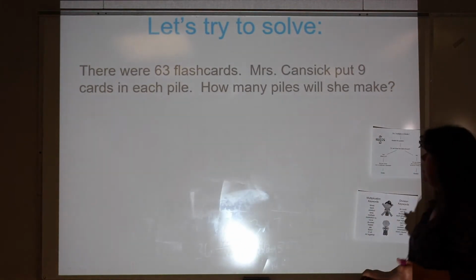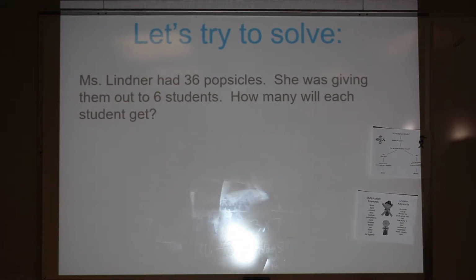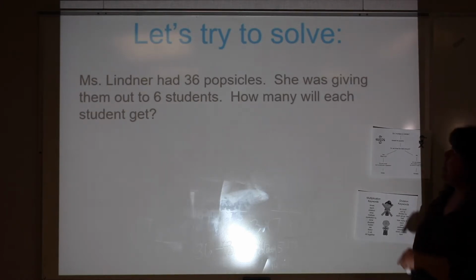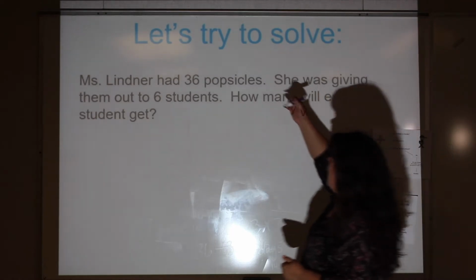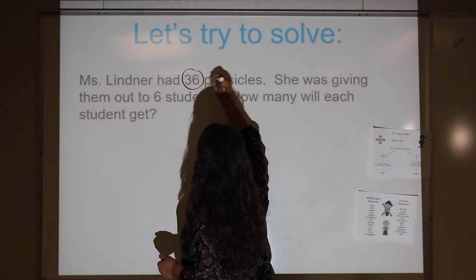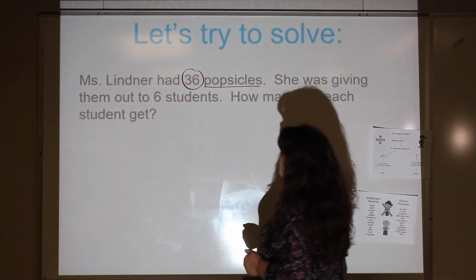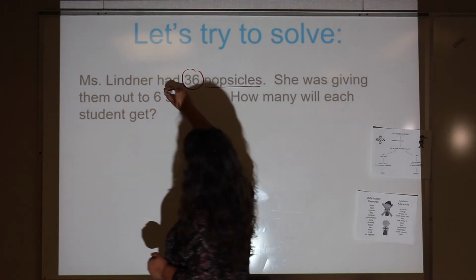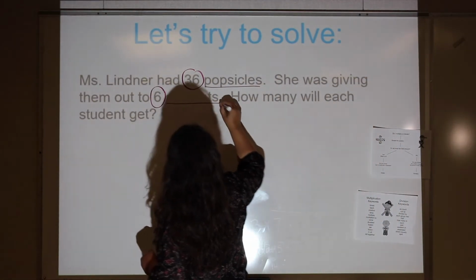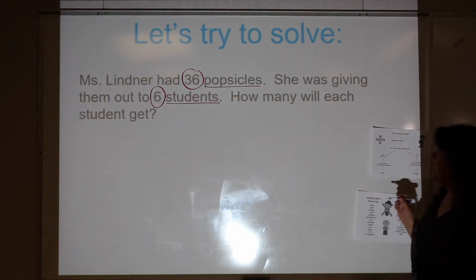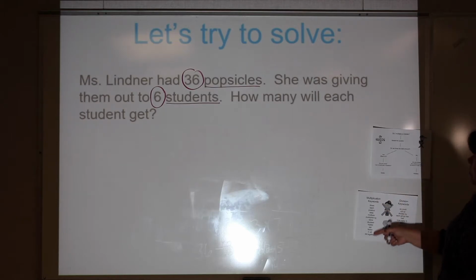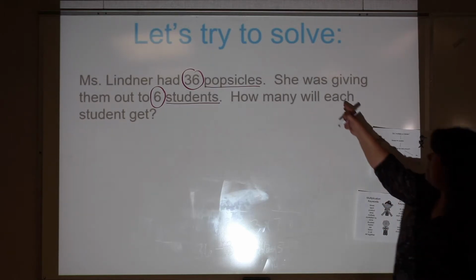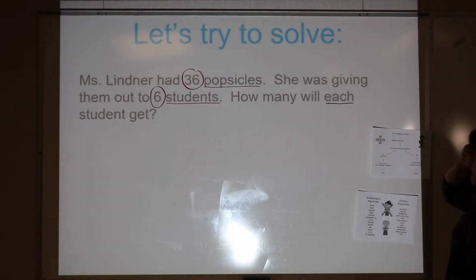Okay, next problem. Miss Linder had 36 popsicles. She was giving them out to 6 students. How many will each student get? I've got 36 popsicles, and she was giving them out to 6 students. So when I go over here and it says how many will each student get, these division words are not helping me because I've got this each again that's in both of them.